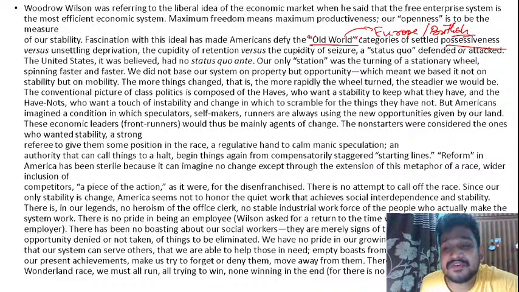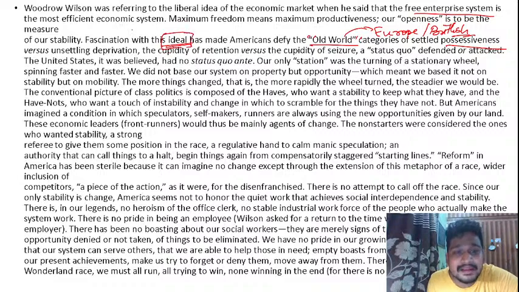The old world is referred to as Europe and Britain, basically America when it was under their control. There is a fascination with this ideal. What is this ideal? This free enterprise system. This is an American ideal. Capitalism is America. America is capitalism. This fascination with capitalism has made Americans defy the old world categories of settled possessiveness versus unsettling deprivation. Very nice line.